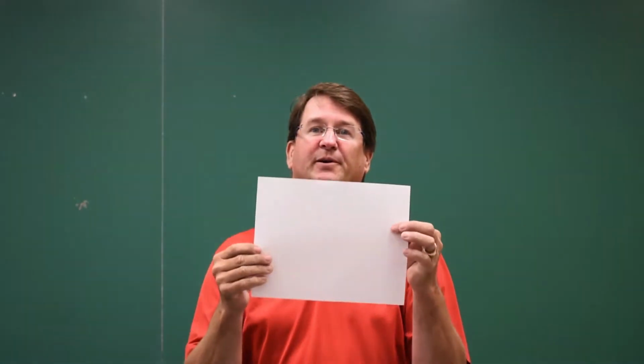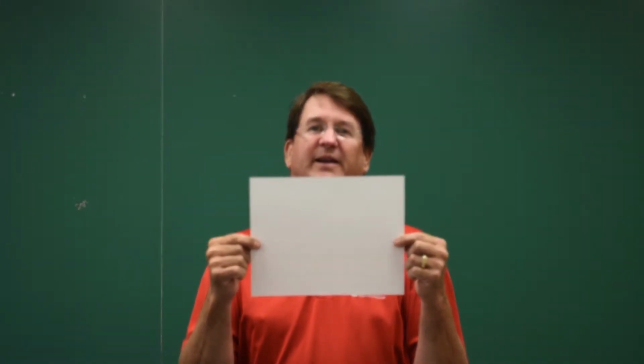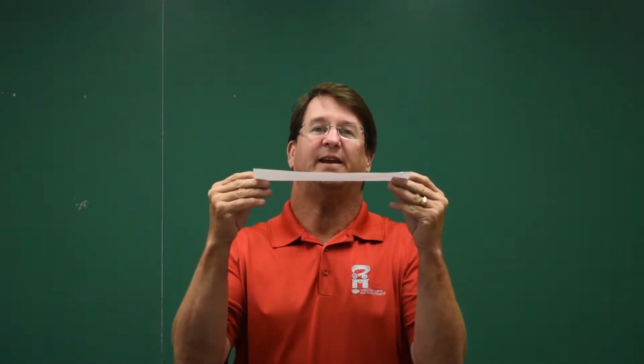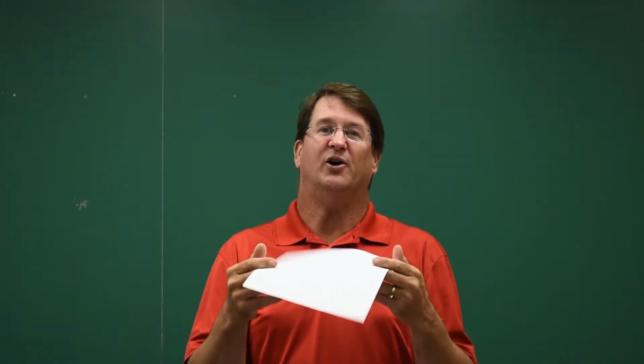This piece of paper represents a clay particle. Now you can see if I hold it this way, it's fairly broad, but if I turn it this way, it's very, very thin. And that's why we call them clay plates. So the clay particles are shaped like sheets of paper, and we call them plates.